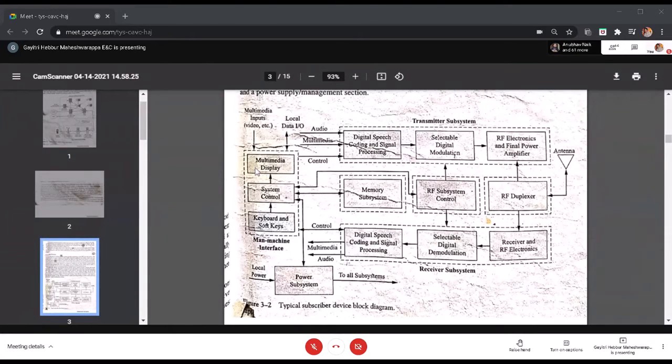So whatever data we need to send or receive, or anything you want to download or upload into a system, goes through the man-machine interface. So that is called the local data input output device through external connection. For the entire system we obviously require power to energize the system. So we need a local power or power subsystem to all subsystems. So this is the general block diagram of a mobile system.